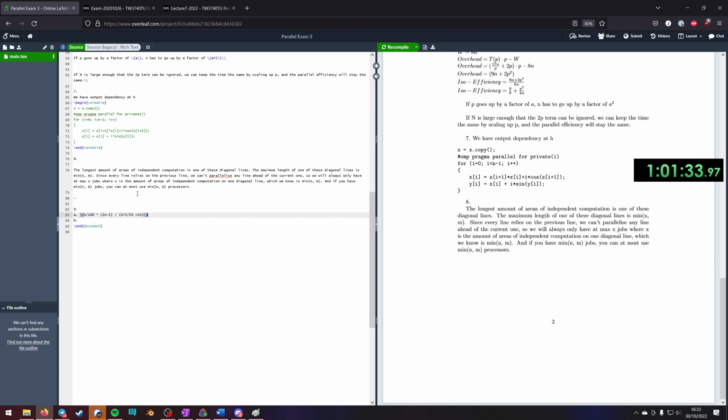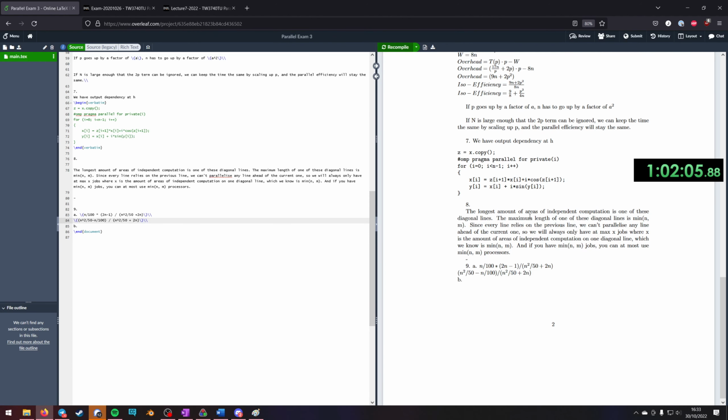Okay. So this is me on the spot understanding the equations of the slides, because before this I didn't know them either. So add n over 100 to this, so this is 2n squared over 50. So remove the 2, and this is n over 100. So our final result would be n squared over 50 minus n over 100 over n squared over 50 plus 2n. So that is our answer, I guess.